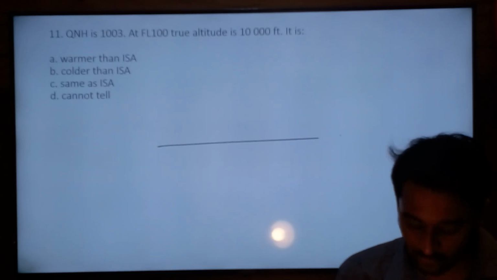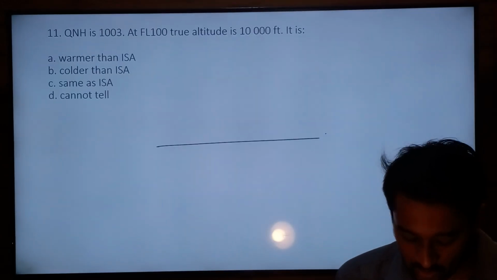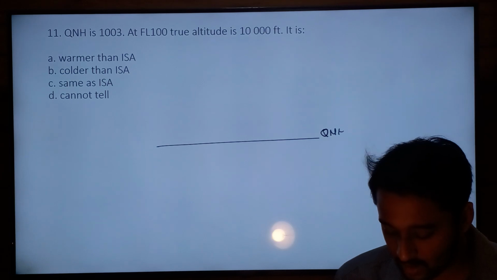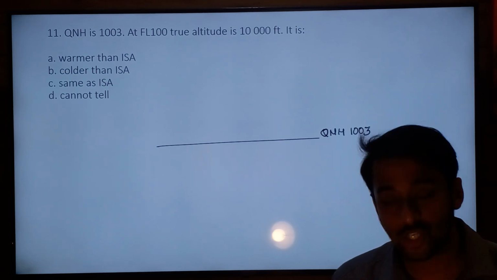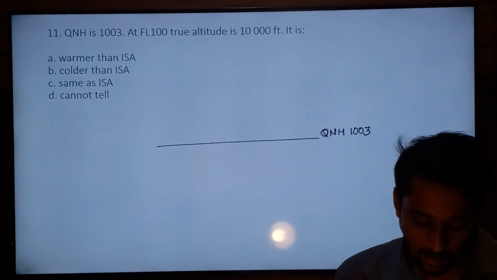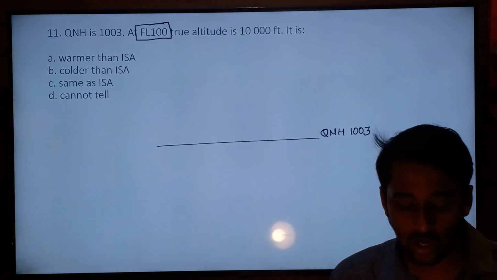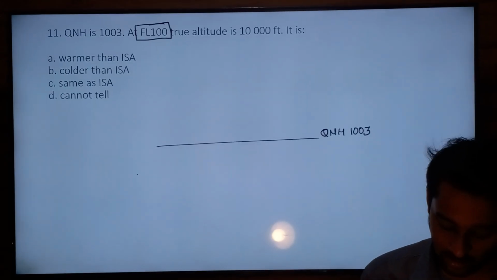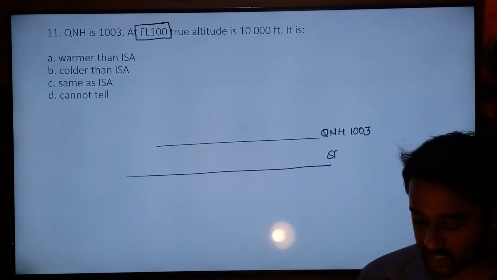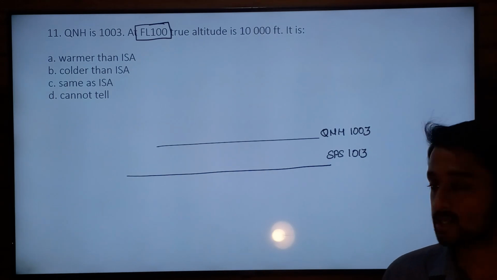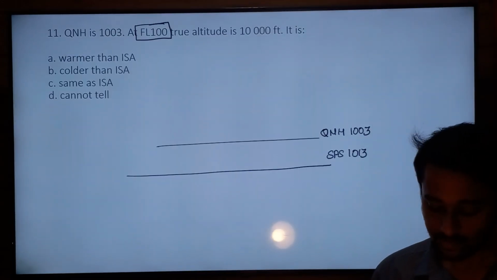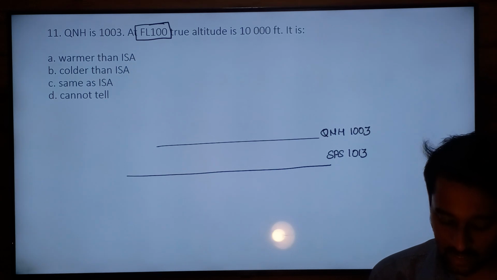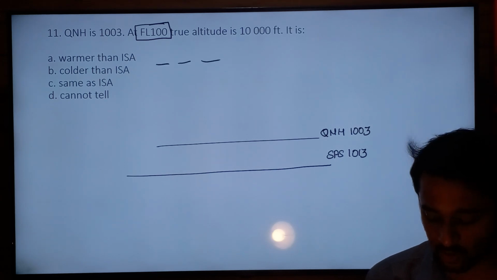So this example, let's draw. So this is QNH 1003 pressure level, and now flight level 100. Whenever we talk about flight level, we should talk about the 1013 pressure level. So standard pressure setting 1013. Okay, so this is visible to you. Now let's draw flight level 100.